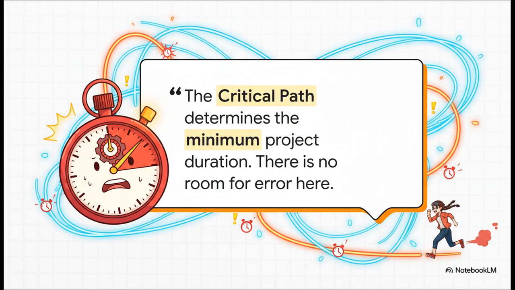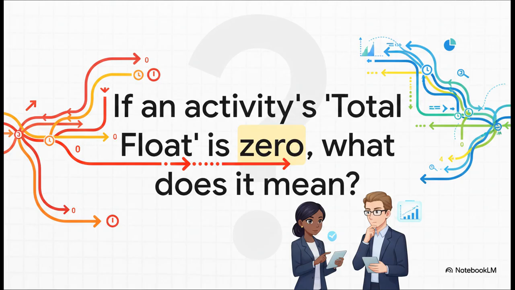Let me put it as bluntly as possible. The critical path sets the minimum time for your project to finish. There is absolutely no room for error on these tasks. A one-day delay on a critical activity means a one-day delay for the whole project. End of story.